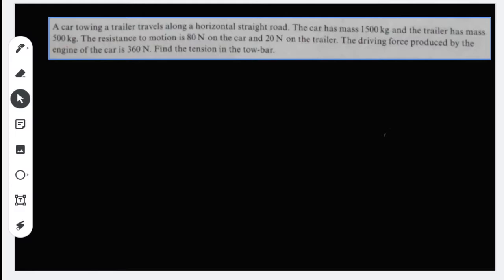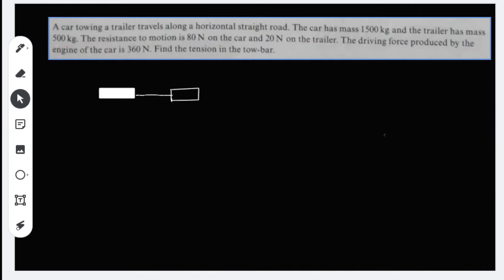So if we're going to start, we need to have the diagram. Let's draw the diagram. For example, we have here, let's say, the car. Suppose this is our car. And then, next, we have the trailer. Let's say the trailer will be here. Now, this is objects connected by rods, so suppose this is our rod.